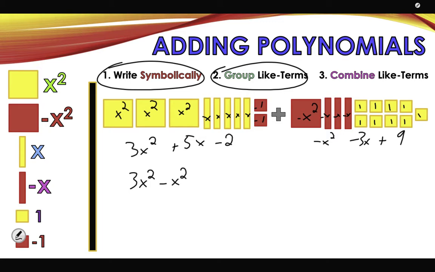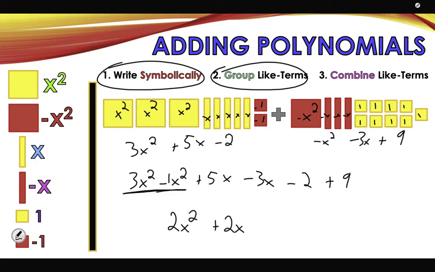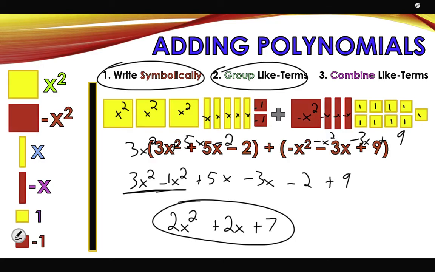3x squared and x squared both have an x squared. And then 5x and negative 3x both have an x. Negative 2 and positive 9 are both constants. Let's combine these two. 3 minus, well, technically that's a 1. 3 minus 1 is 2, and it's x squareds that we're talking about. 5 minus 3 is also 2, and it's just x's we're talking about this time. And then negative 2 plus 9 is 7. We're talking about constants, so that is my answer right there.